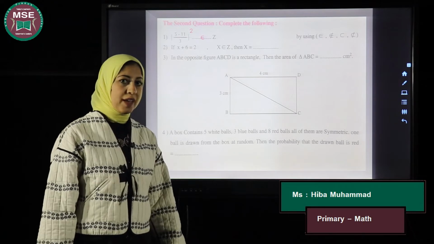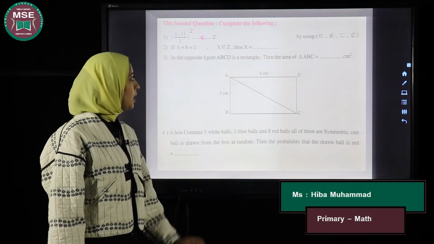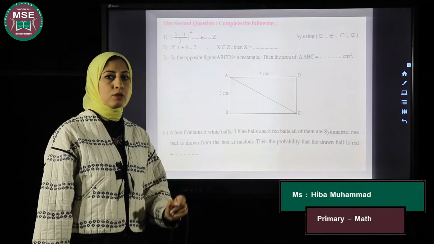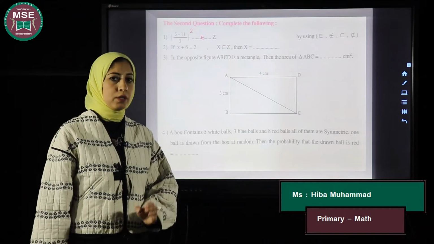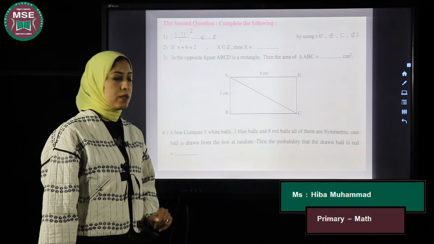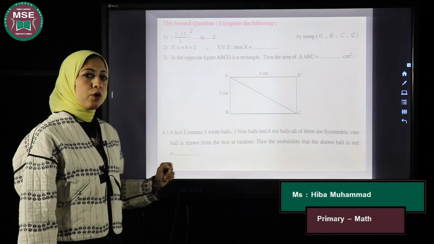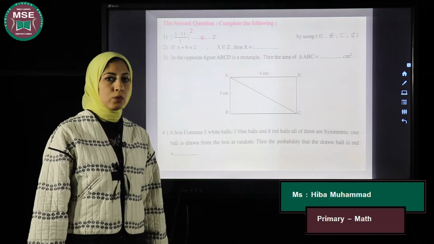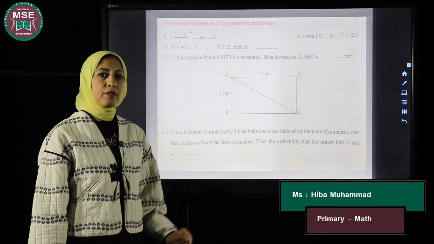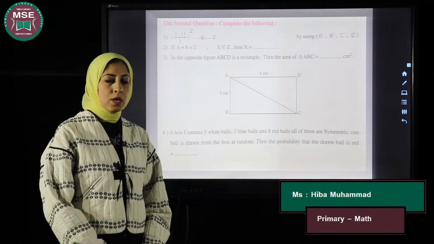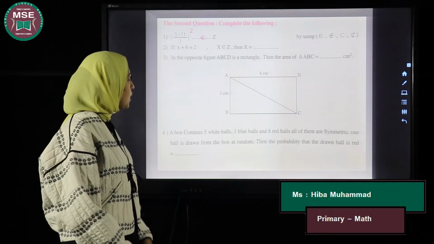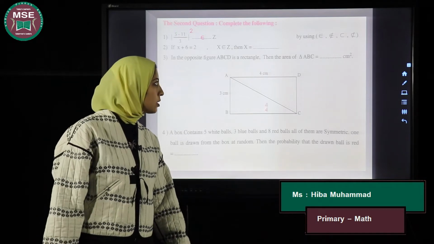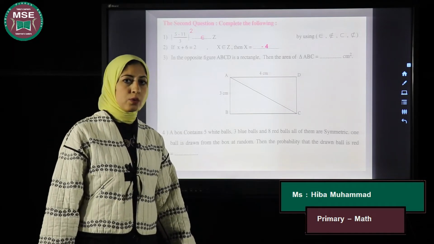Number 2, if x plus 6 equals 2, x belongs to Z. This means x belongs to the set of integers, all the integers, positive, negative, and 0. Then x equals space. To find the value of x, I have to remove +6. I have to make x alone on one side. To remove +6, I have to use the opposite sign of plus, which is minus. So on the other side, the side of 2, I will make 2 minus 6. 2 minus 6 equals -4.